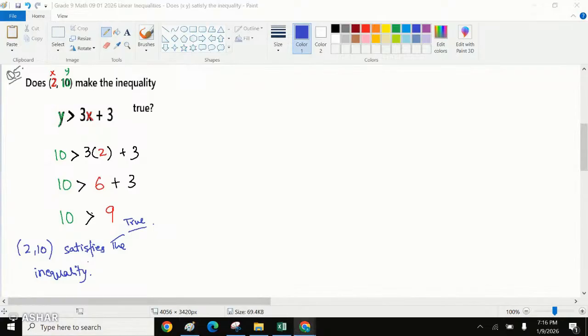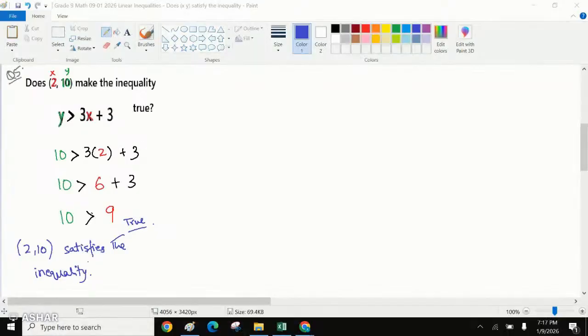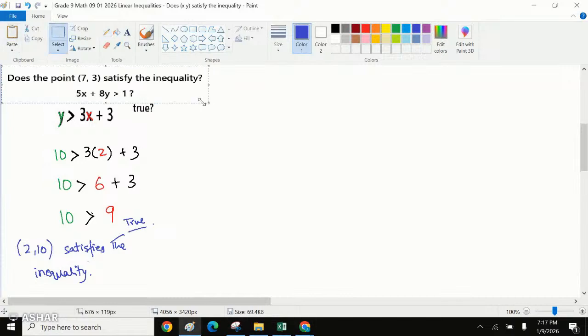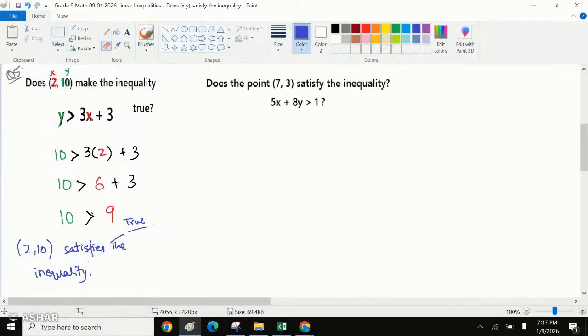Moving ahead to the next question, it says, does the point satisfy the inequality? And question number 6 states this. This is question number 6. Let's see what we can do in question number 6. Can anyone answer before I'm done?